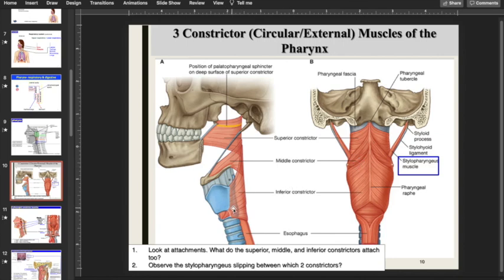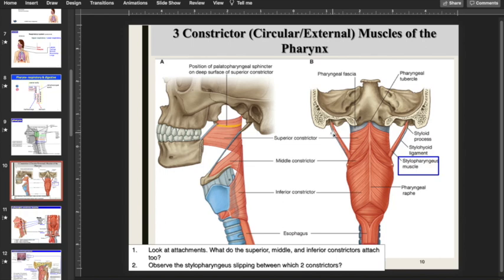The inferior attaches to the laryngeal cartilages, the thyroid and the cricoid cartilage. The middle attaches to the hyoid bone, and the superior attaches to the pterygomandibular raphe. That's the constrictor muscles. Then we have longitudinal muscles.